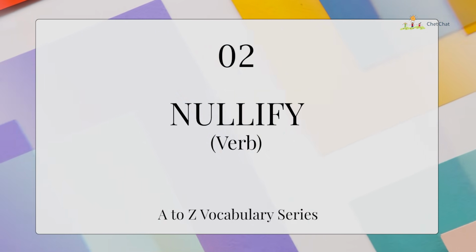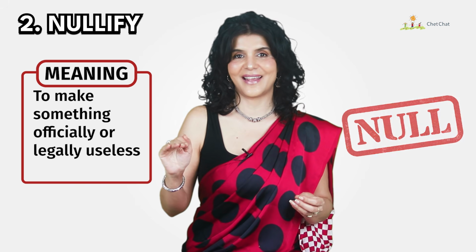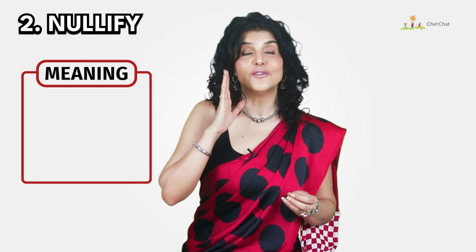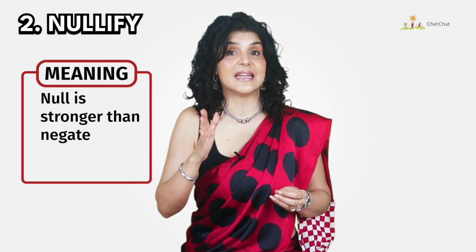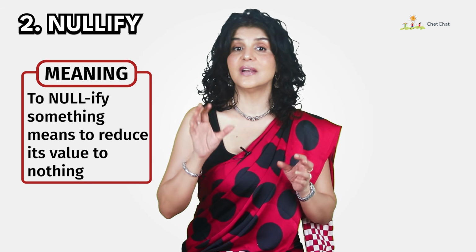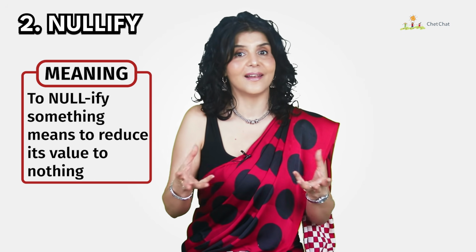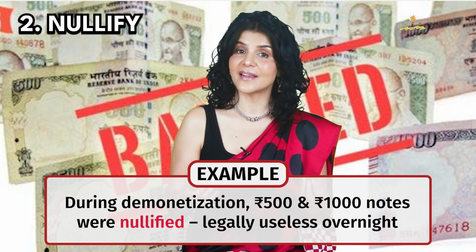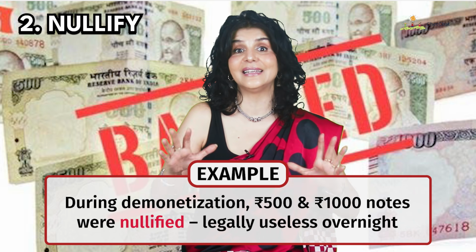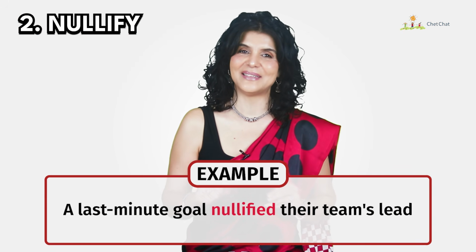Word number 2 is nullify. Nullify means to make something officially or legally useless. Think of your math and coding classes where null is 0 or nothing. So null is actually stronger than negate and it's usually used in laws, contracts, rules. To nullify something means to reduce its value to null or nothing. During demonetization, 500 and 1000 rupee notes were nullified, which means they were legally useless overnight. Or a last minute goal nullified their team's lead.